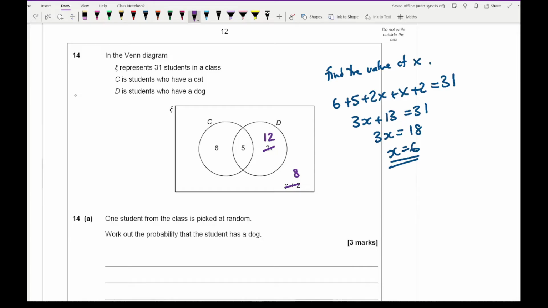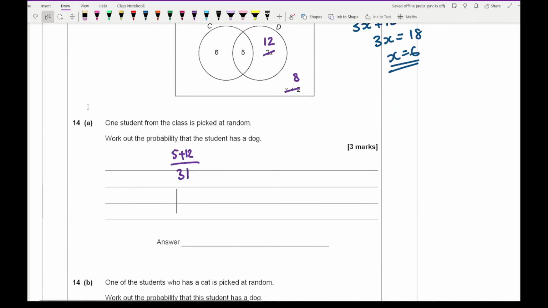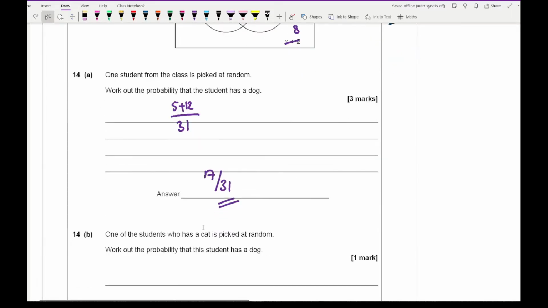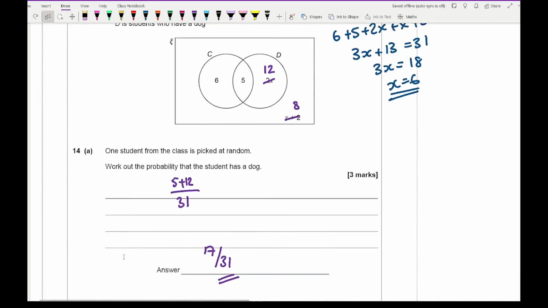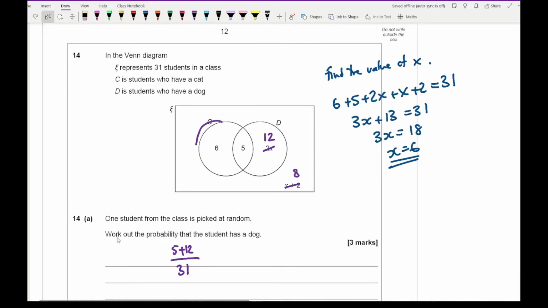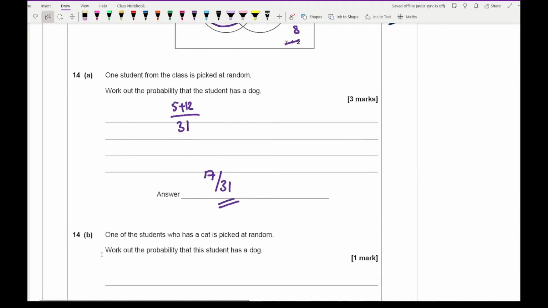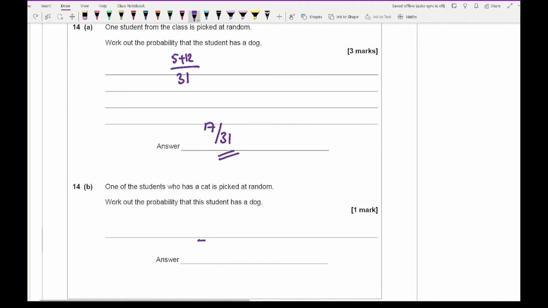Well, it's going to be 5 plus 12 over 31, which gives us an answer of 17 over 31. Next question then says one of the students has a cat and is picked at random. Work out the probability that the student also has a dog. Well, if they have a cat, I'm only looking at 11 students. So out of 11, how many of them have a dog? Well, it's going to be 5 out of 11.